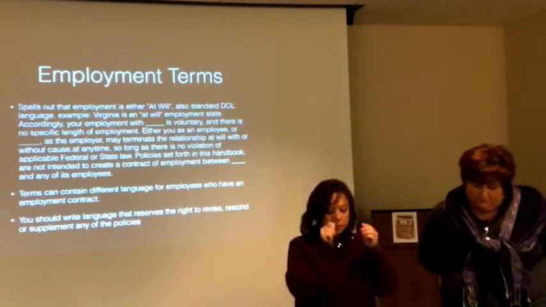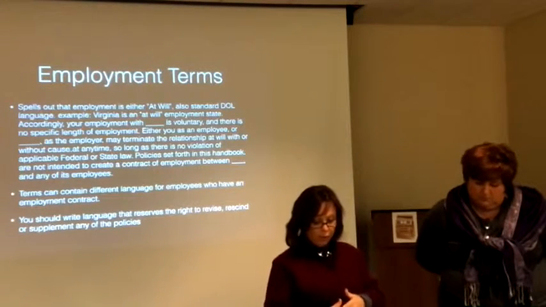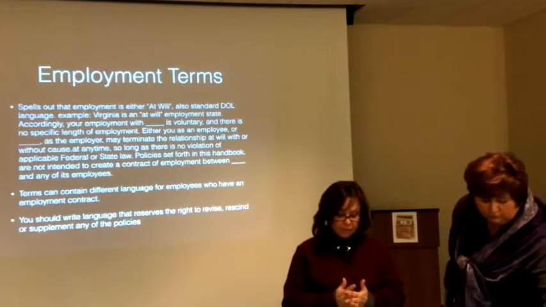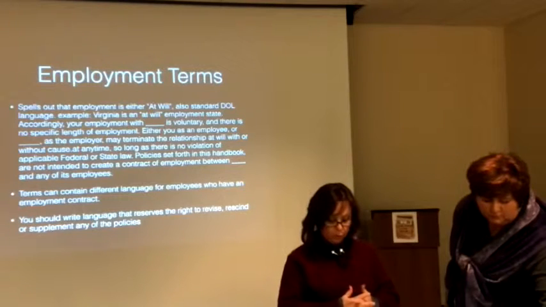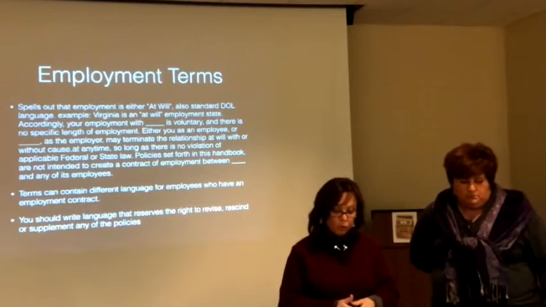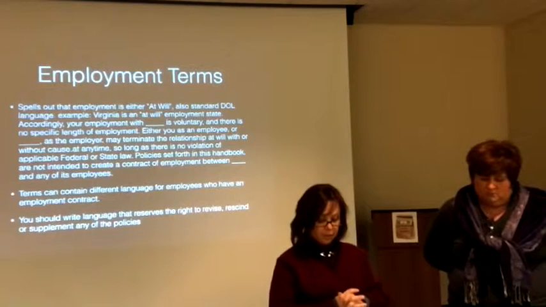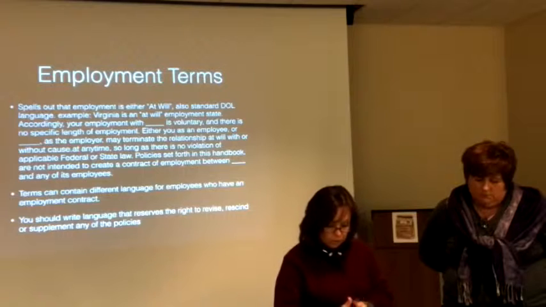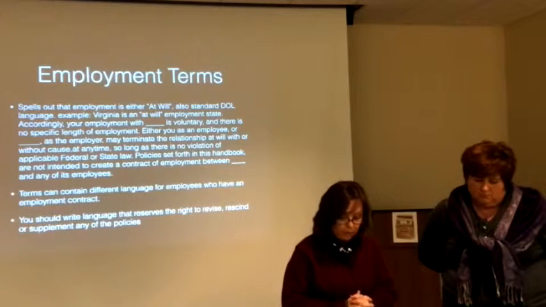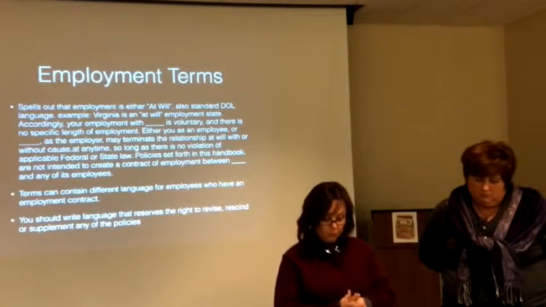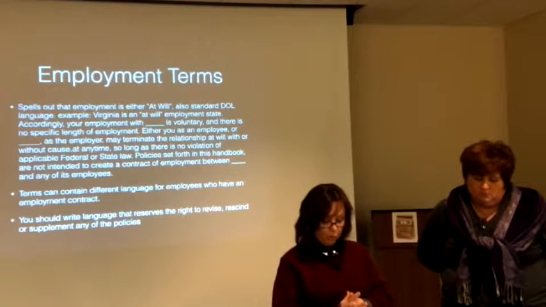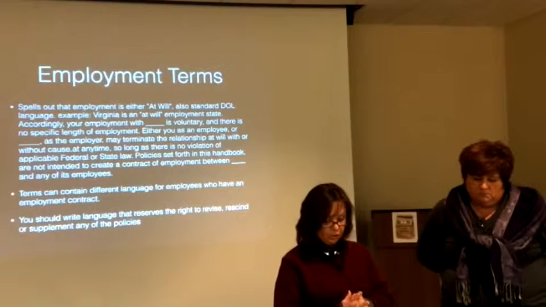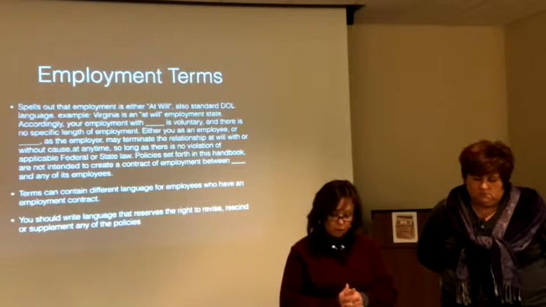Okay, so employment terms spells out that employment is at will, which is also standard Department of Labor language. An example sentence would say: Virginia is an at-will employment state. Accordingly, your employment with the company is voluntary, and there is no specific length of employment. Either you as an employee or the company as an employer may terminate the relationship at will, with or without cause, at any time, so long as there is no violation of applicable federal or state laws.